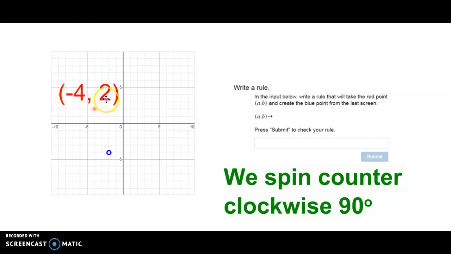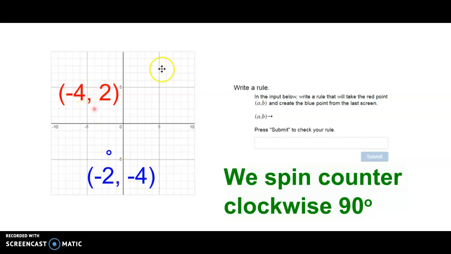Here's counterclockwise 90 degrees. But to decide where exactly it goes, it'll help if we look at the coordinates. So if I'm at (-4, 2), where will it land when it rotates or spins counterclockwise? It'll land at (-2, -4).